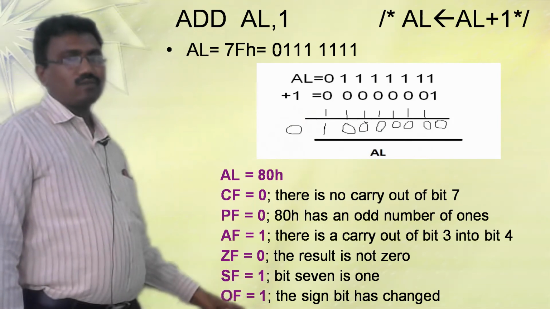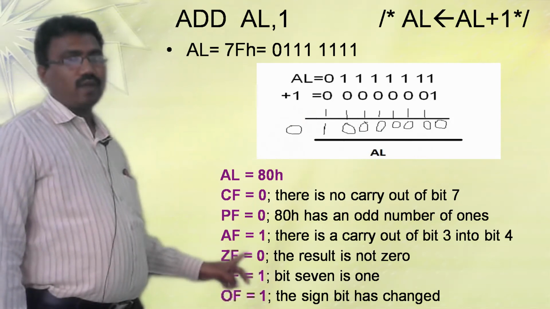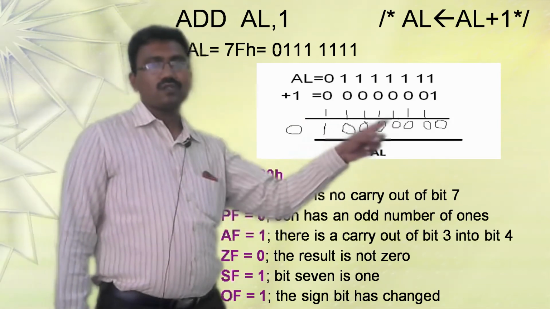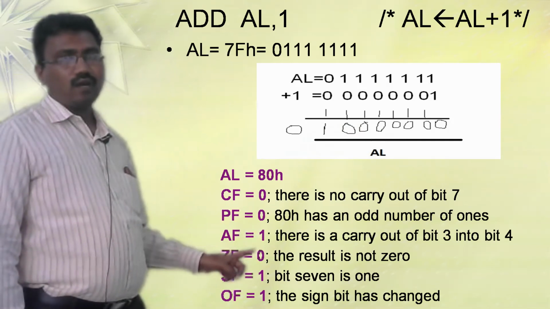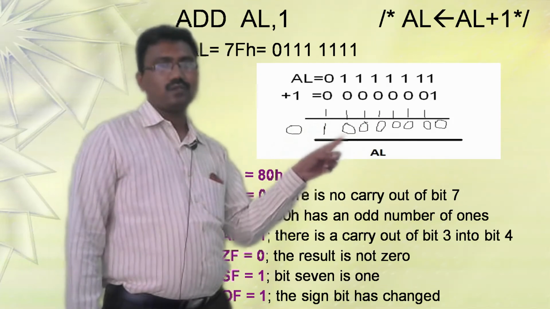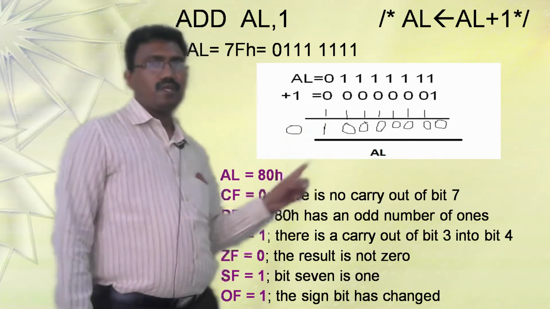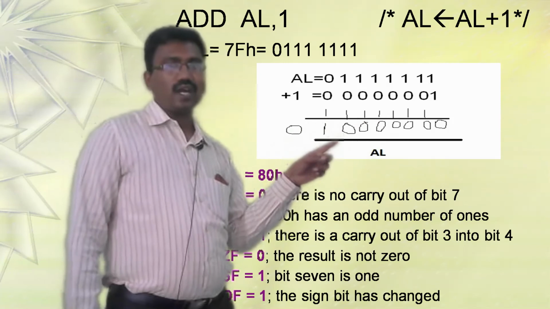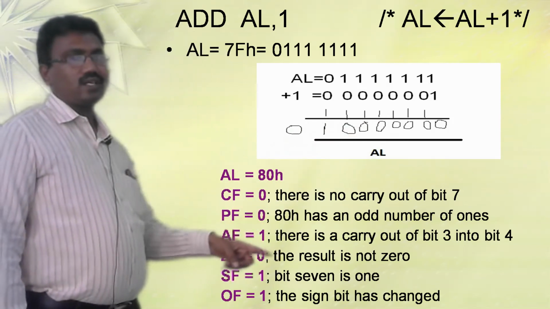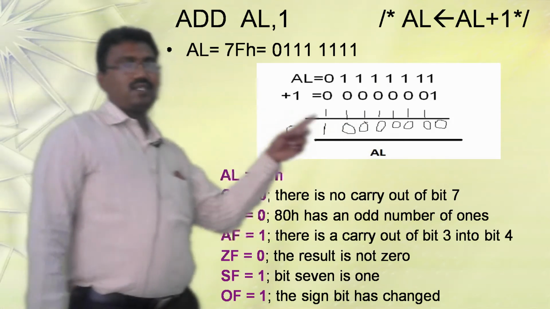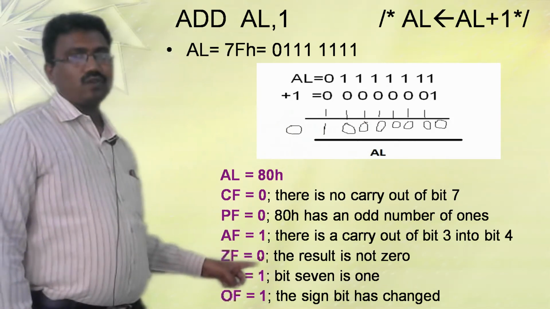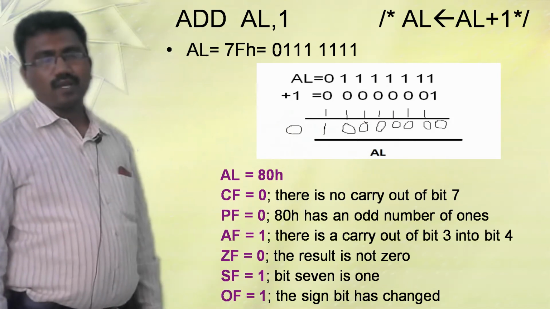Next, what about the remaining flags? The zero flag. What is the zero flag? If the ALU result is all zeros, then only ZF is equal to 1. Here, the ALU result is not equal to 0. The result is 80h, which is 1000 0000, and this is not equal to 0. So ZF is equal to 0. If the result is all zeros, all 8 bits are zeros, then the zero flag is equal to 1.